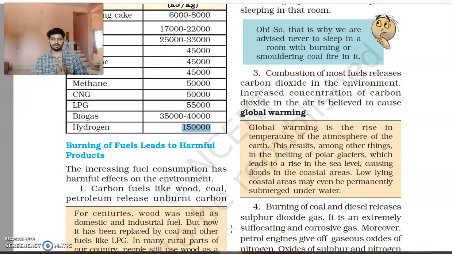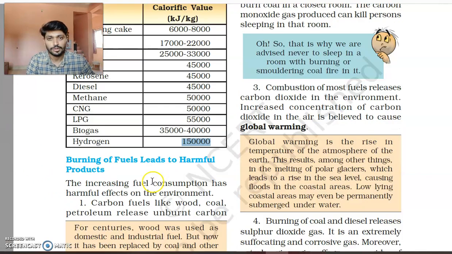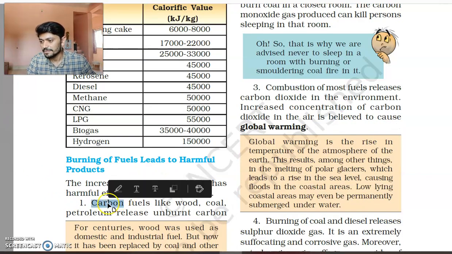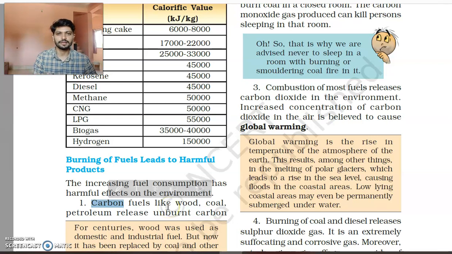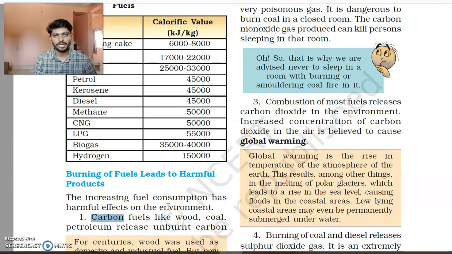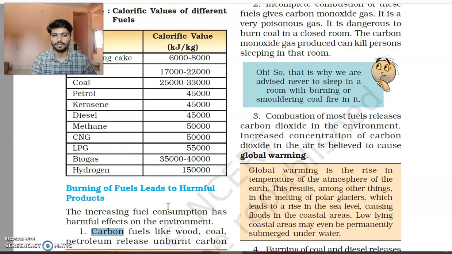So far we have discussed various types of fuels and their fuel efficiency. Now what happens is that when you try to burn certain fuels, they produce toxic and harmful products in the atmosphere. So let us look at them in detail. Firstly, mostly we have carbon fuels like wood and charcoal. These are all made up of carbon. So when we burn them, we have some unburned part of carbon left.